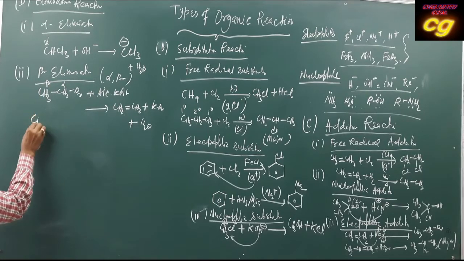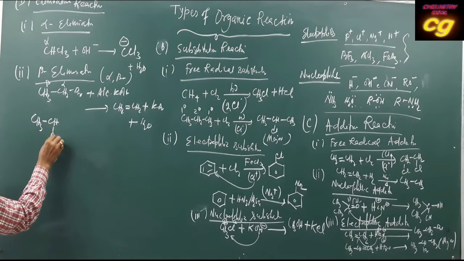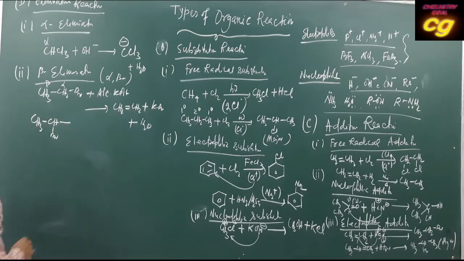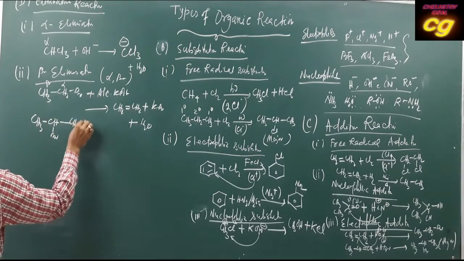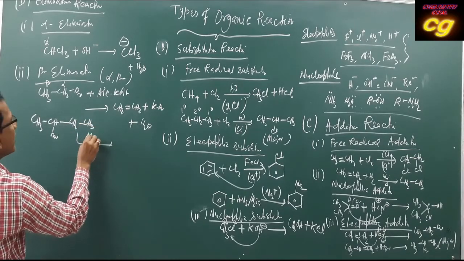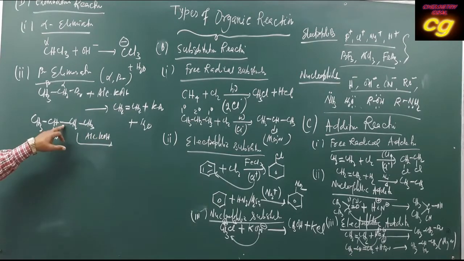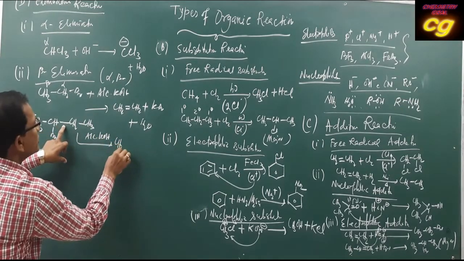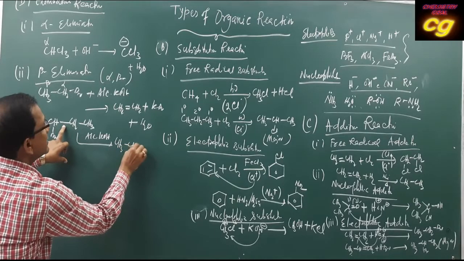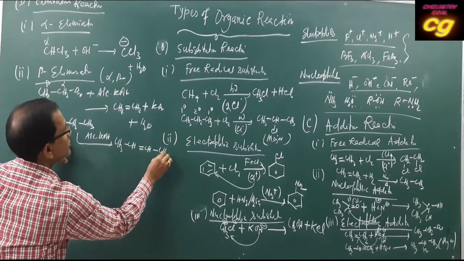And for the product, suppose CH3-CH(Br)-CH2-CH3. Here it undergoes the same alcoholic KOH. Here elimination mainly prefers this position. We will discuss in the next class. This elimination is more preferable. This is the major product.